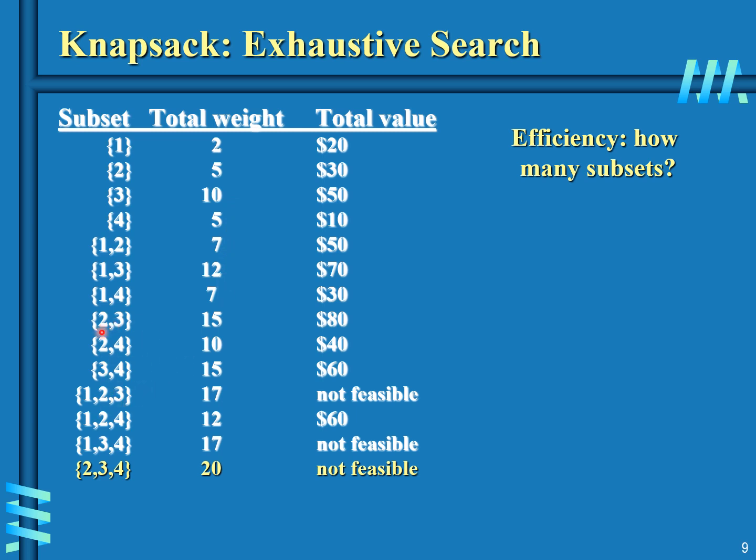Then if you take items 2 and 3, the weight is 50 and the profit is 80. For example, again, at the moment you cannot conclude that this is going to be the optimal solution. So all these are the feasible solutions.